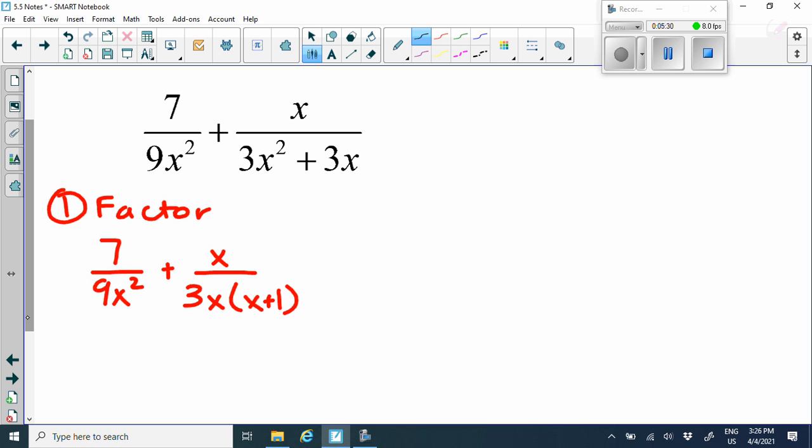Now my next step is to find the least common multiple, the LCM. So now I need to look at my two denominators. I have a 9x squared and a 3x times x plus 1. Remember, whatever's in the denominator has to be part of our least common multiple. Now let's first talk about the numbers, 9 and 3. I would always separate your numbers, then go ahead with your factors or your variables.